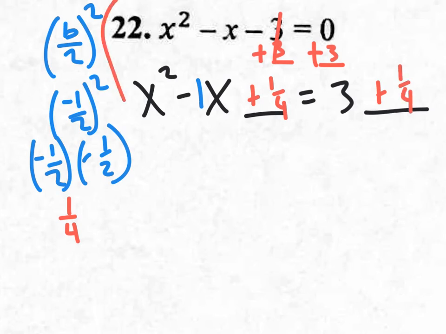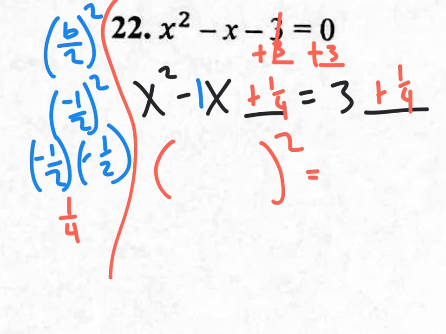And now you'll be able to rewrite your perfect square trinomial as a binomial squared. And it's going to equal 3 + 1/4. I guess you could write it as 3 1/4 for now. Or just leave it like that. But what's your binomial going to be? It's going to be x, and what's the value that belongs inside the parentheses with the x? Half of this. And what's half of -1? It's simply -1/2.